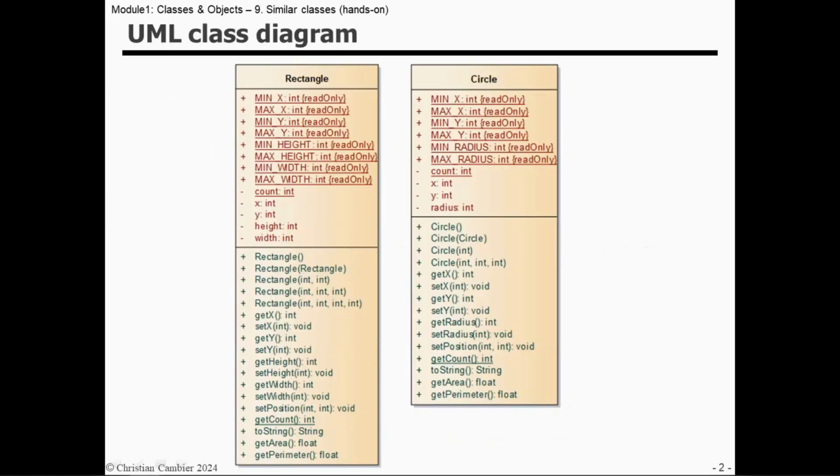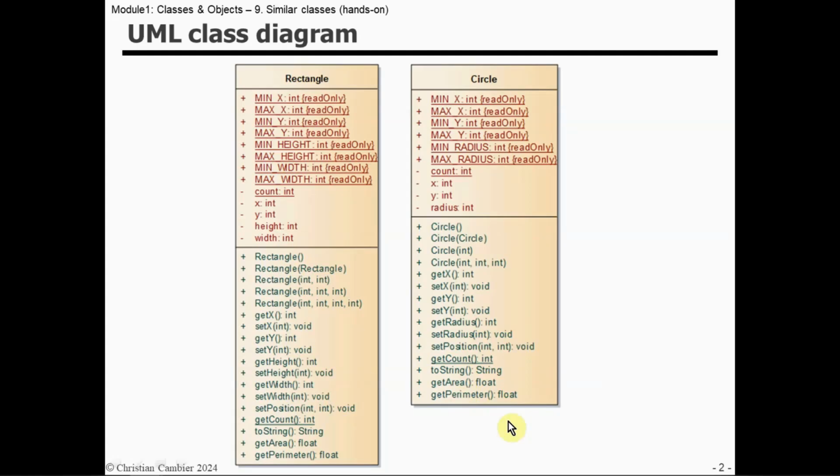Let's quickly review the UML diagram as explained in the introduction video. Hopefully you note a lot of similarities between the two classes. The main difference is that rectangle has a height and a width. Circle, on the other hand, has a radius. Now, what is the quickest way to implement the circle class in Java?